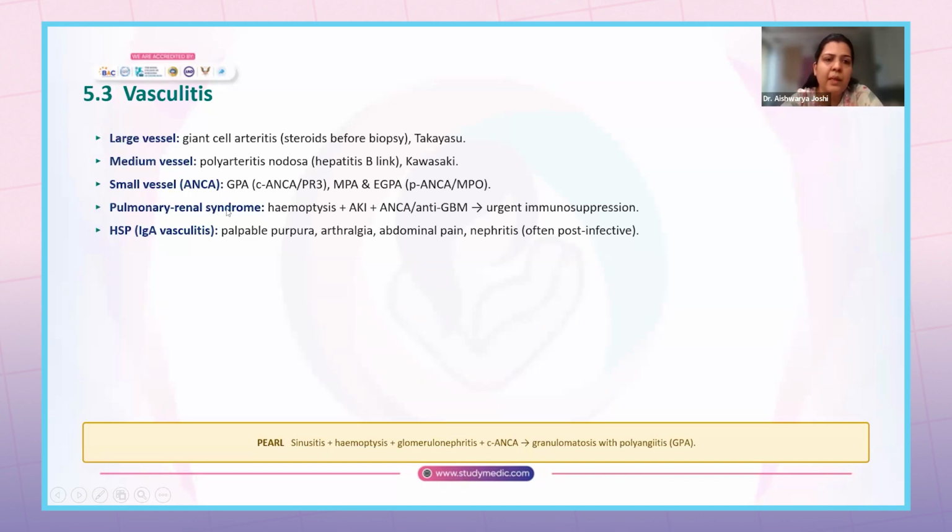Pulmonary renal syndrome. You will have a scenario where there is hemoptysis, AKI, ANCA positivity, and this has to be treated with urgent immunosuppression because it indicates a flare.